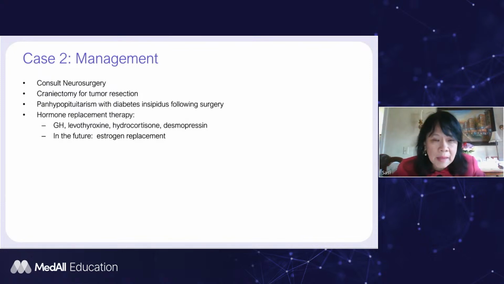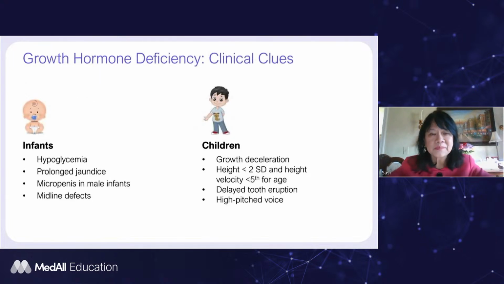So this is an example of a case that presents with short stature with no other symptoms at all, and turned out to have craniopharyngioma. So it's very important when we assess short stature, because it can be due to a very serious medical condition. So I'd like to show you clinical clues for growth hormone deficiency in children.